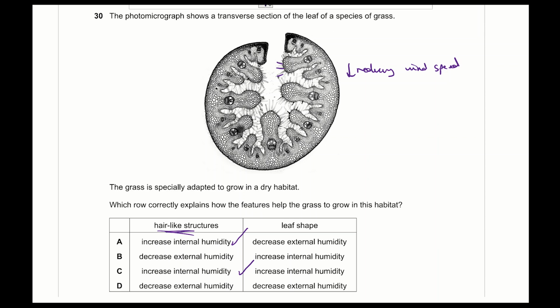And the leaf shape, because it's curved, it also helps with creating a layer of still air to reduce evaporation, therefore also increasing the internal humidity, since we're having a layer of still air. Therefore, the answer is going to be C.